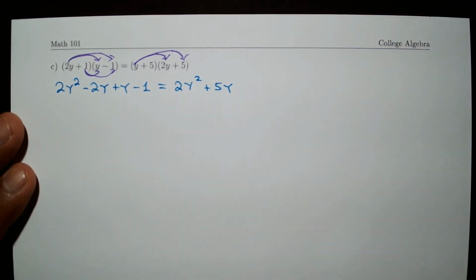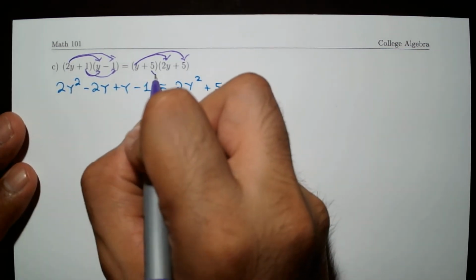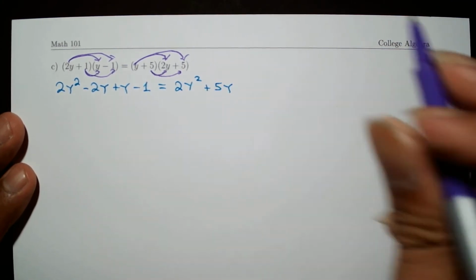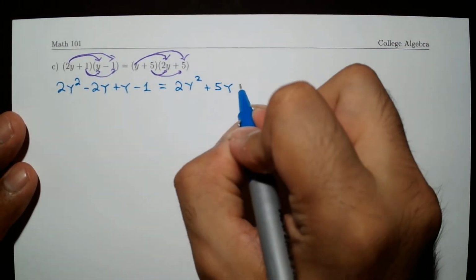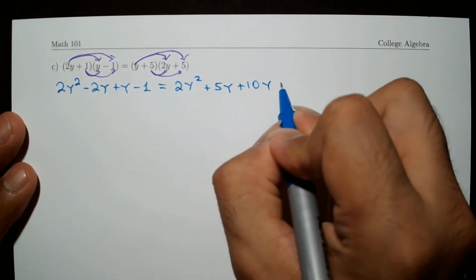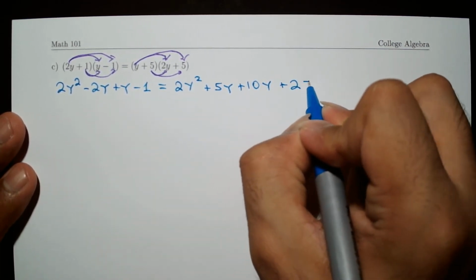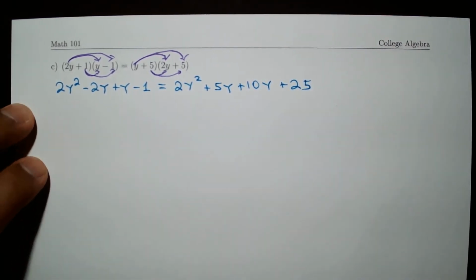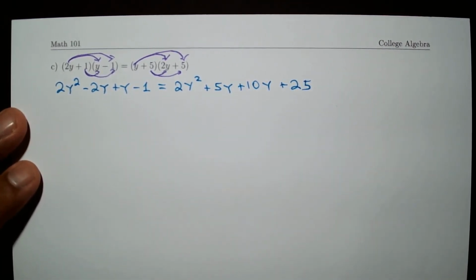Alright, now let's do the other part of the FOIL. 5 times 2y, 5 times 5. So 10y. That's going to give us a 10y, and 5 times 5, be careful. Multiply 5 by itself, we get 25. Alright, I know we have a lot of terms here all over the place, so let's see.